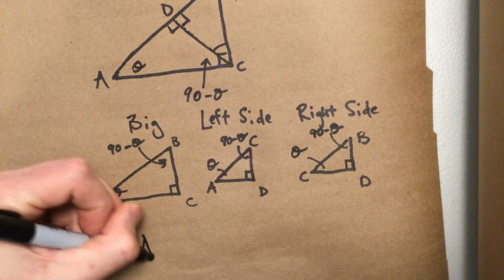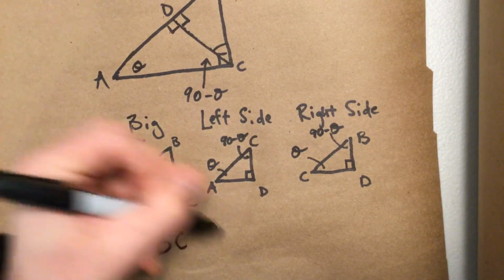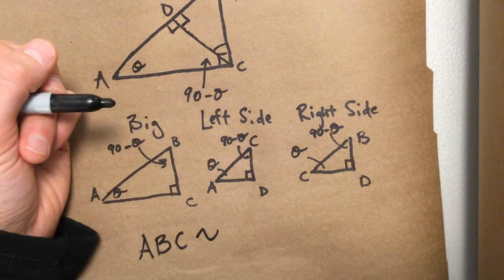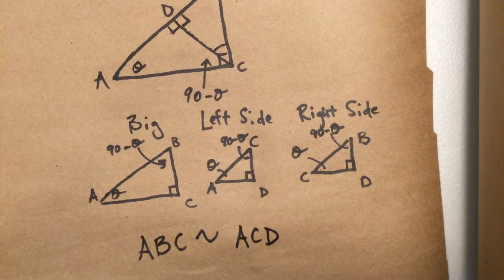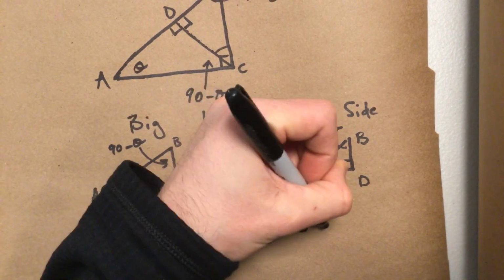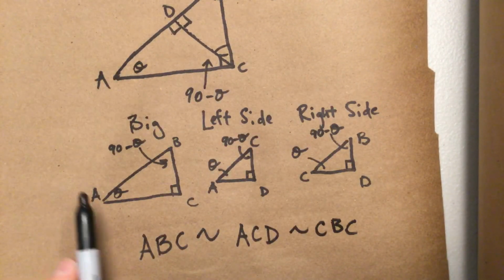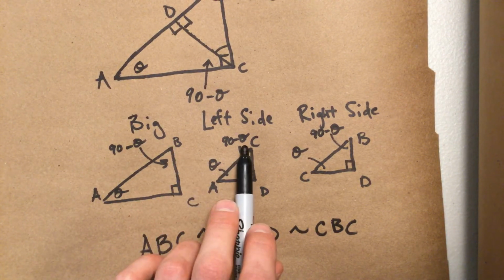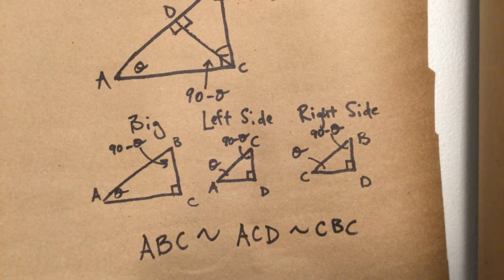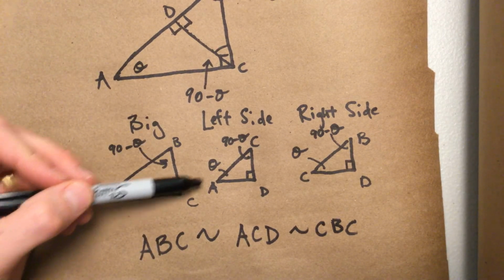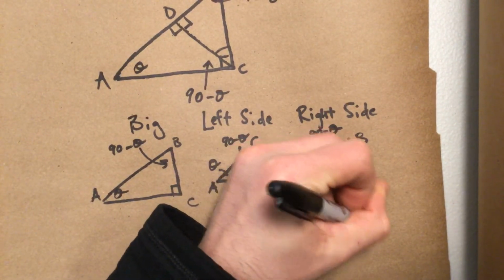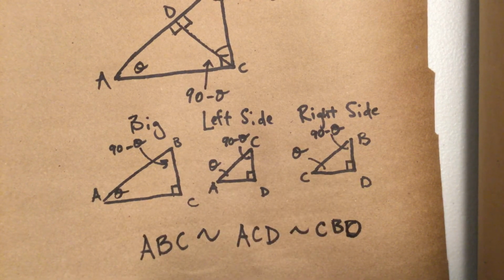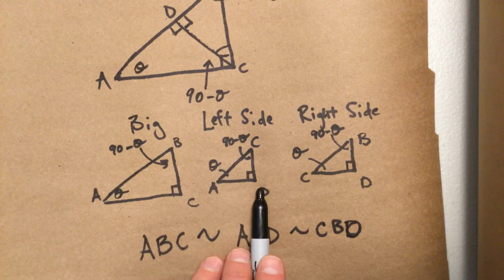We know that triangle ABC is similar to ACD, order matters, CBD. AB to AC to CB, those are all in ratio to one another. BC to CD to BD. Oops, CB, excuse me, D in ratio to one another. And AC, AD, CD.